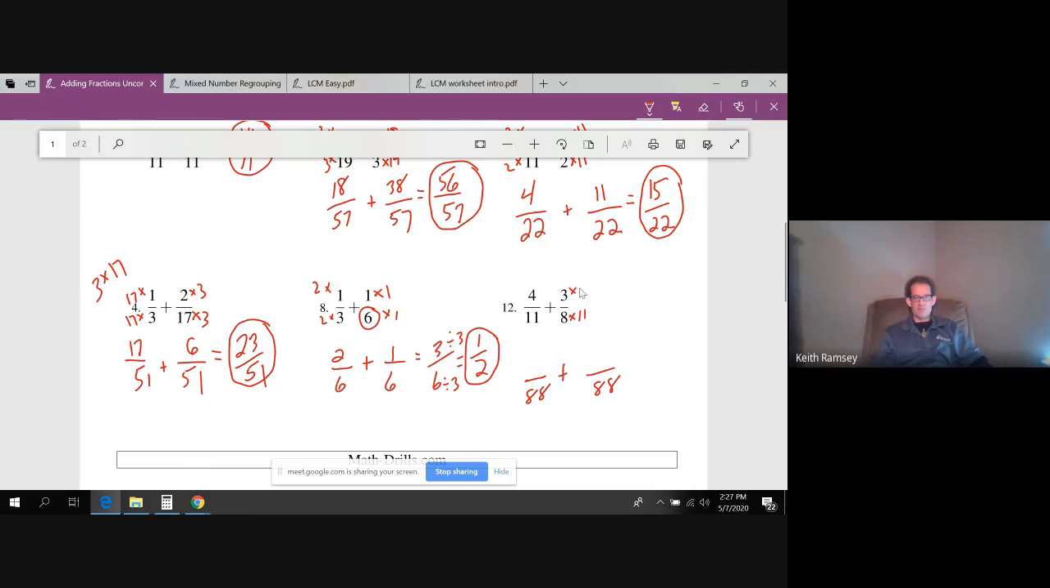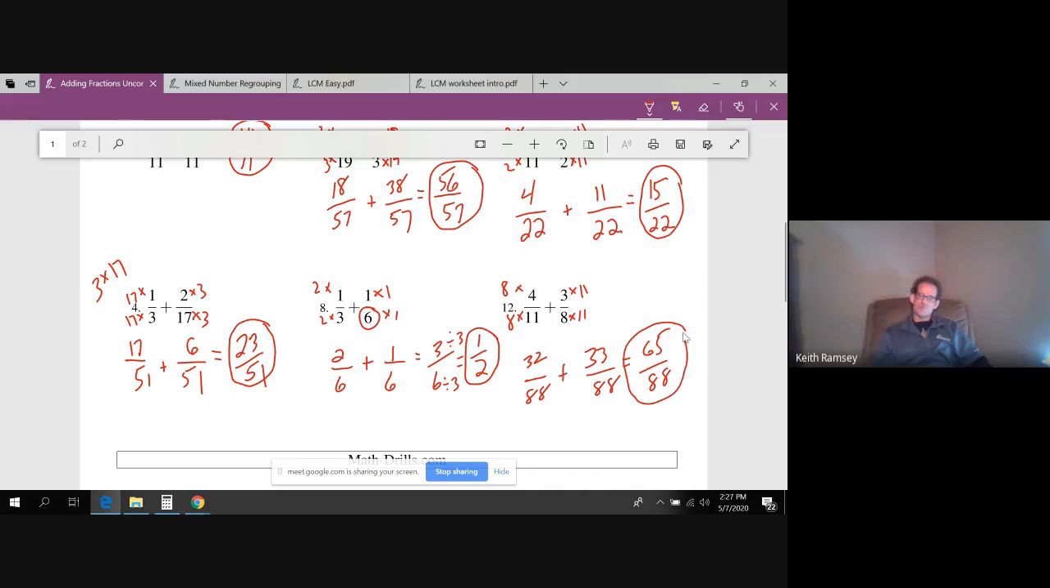I do the same thing to the numerator. 3 times 11 is 33. I know 8 times 11 is 88, so I do the same thing to the numerator on this side. 8 times 4 is 32. Now I'm ready to add my numerators. 32 plus 33 is going to be 65 over 88.